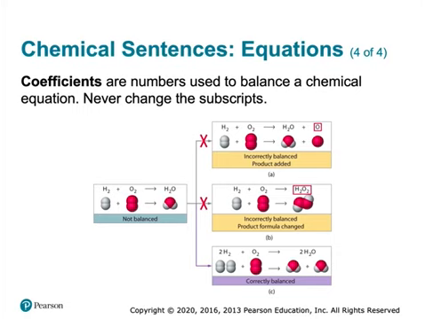So how do you balance this? You have to make sure that there's the same number of atoms of each type on each side of the chemical equation, as written there in part C.